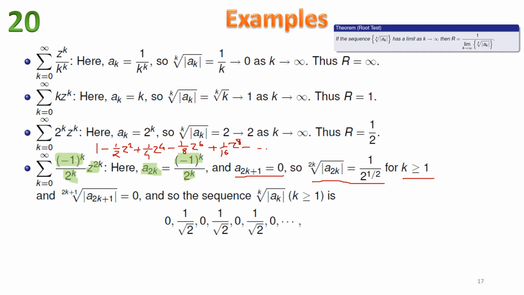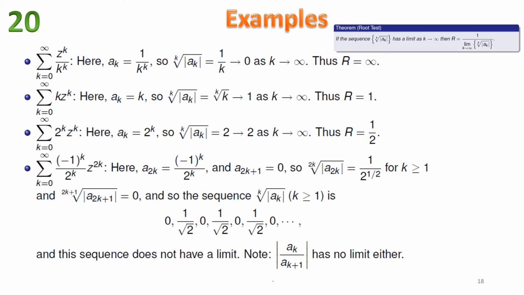And when the powers of z are odd, these coefficients are not appearing, so their value is 0. So here we have a sequence which oscillates between 0 and root 2, then back to 0, then root 2, and so on. So this doesn't have a limit; the limit does not exist. The ratio test will also not help: we have worked out a_k as 1 over root 2, divided by a_k+1, and this quantity is 0, so in the denominator we have 0. So this is infinite, and has no limit either.